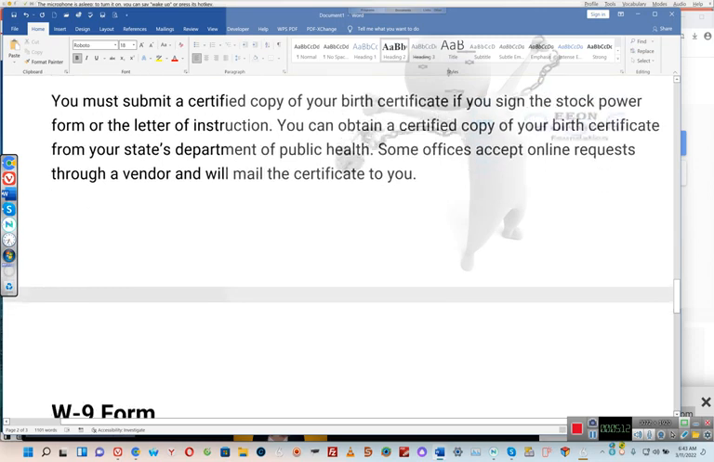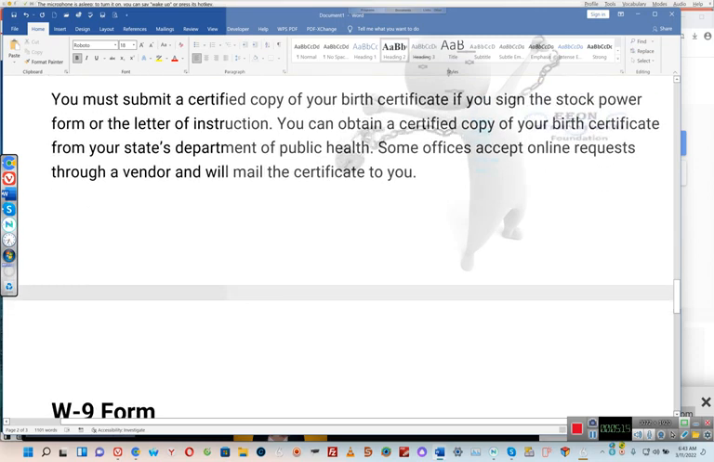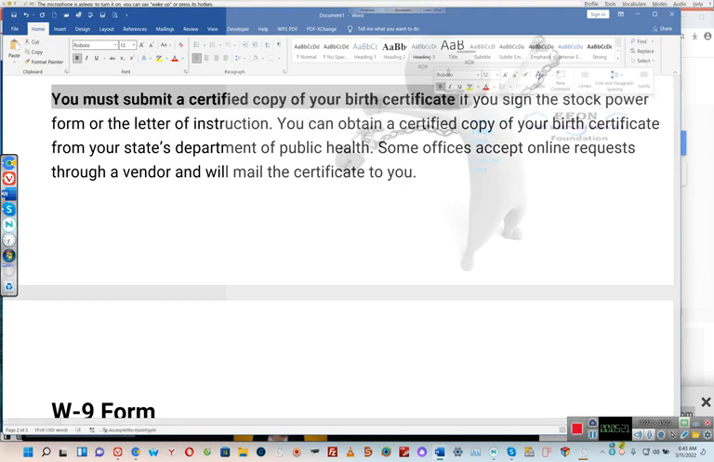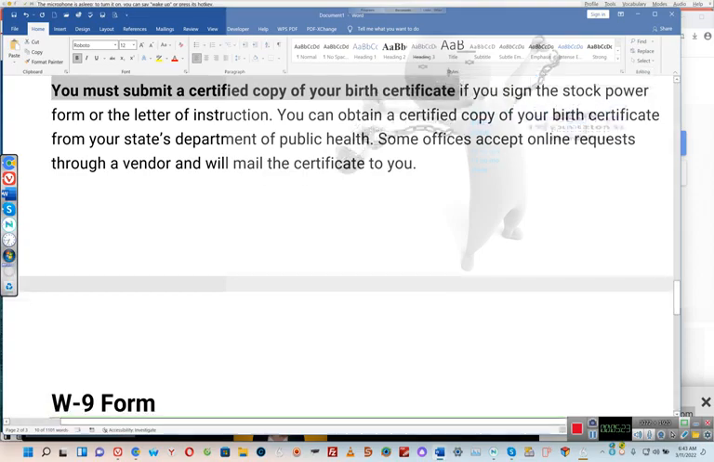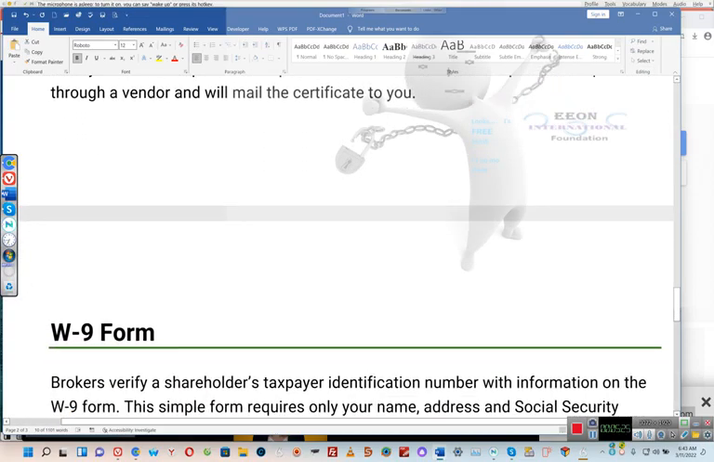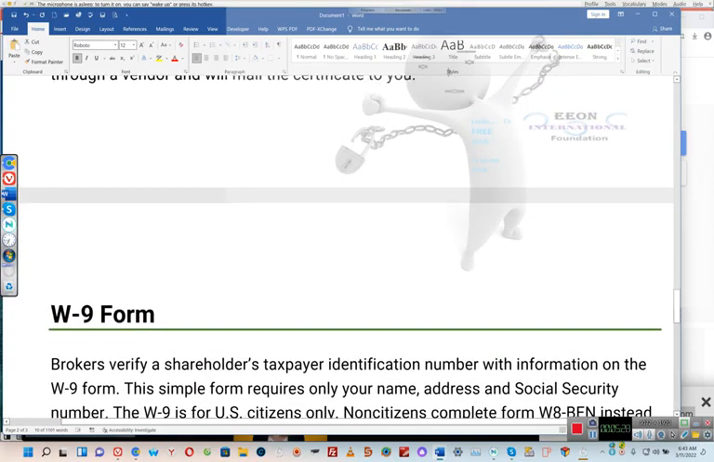Birth certificate. You must submit a certified copy of your birth certificate if you sign the stock power form or the letter of instruction. You can obtain a certified copy of your birth certificate from your state's Department of Public Health. Some offices accept online requests through a vendor and will mail the certificate to you.